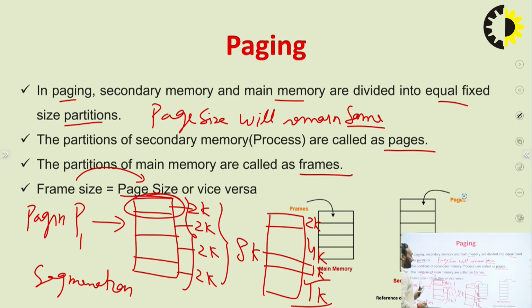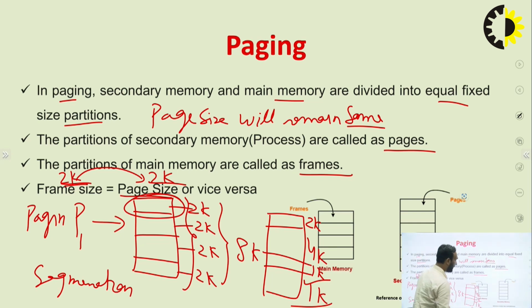The value in paging will remain the same. If page size is 2K, then the frame size will be 2K, and if frame size is 2K, then page size will by default be 2K. That is the major requirement, or the dependency, of the paging method in memory management. So that will be kept the same in paging, but will differ in fragmentation.